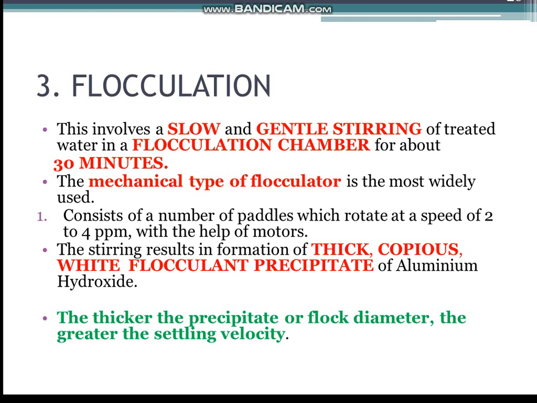Third, flocculation. The next phase involves a slow and gentle stirring of the treated water in a flocculation chamber for about 30 minutes. The mechanical type of flocculator is the most widely used. This slow and gentle stirring results in the formation of a thick, copious, white flocculent precipitate of aluminum hydroxide. The thicker the precipitate or floc diameter, the greater the settling velocity.